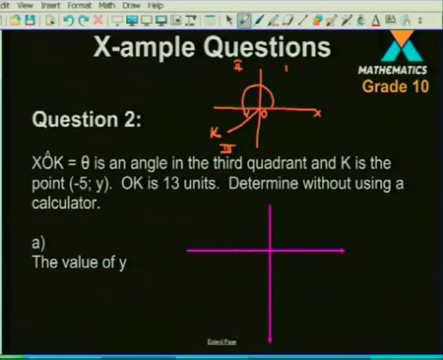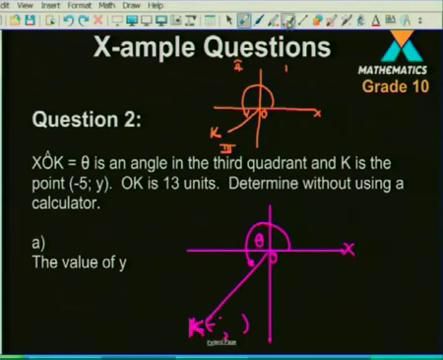So what I'm doing is I'm putting this angle in the third quadrant. The angle I'm referring to is this angle here, and that is my theta. This is X, that is O, and that is K. So K is a coordinate, and we can pop it in quite easily because they tell us that K is the point minus 5, y.